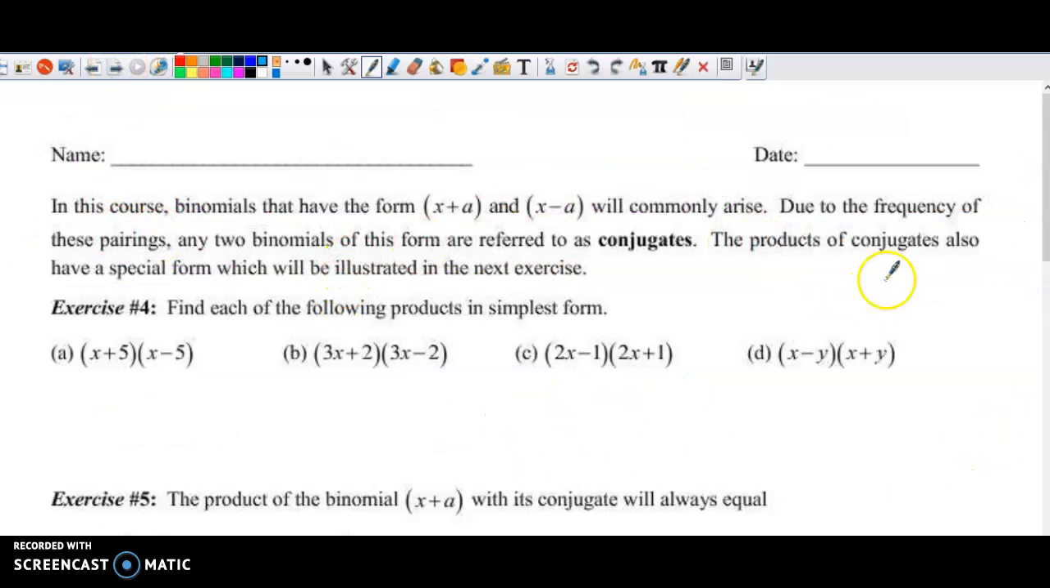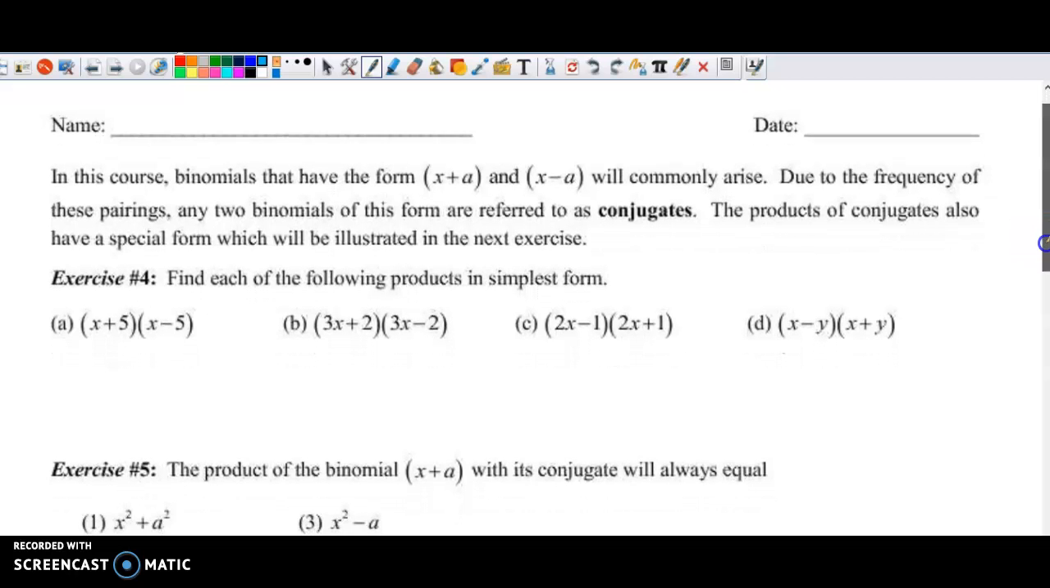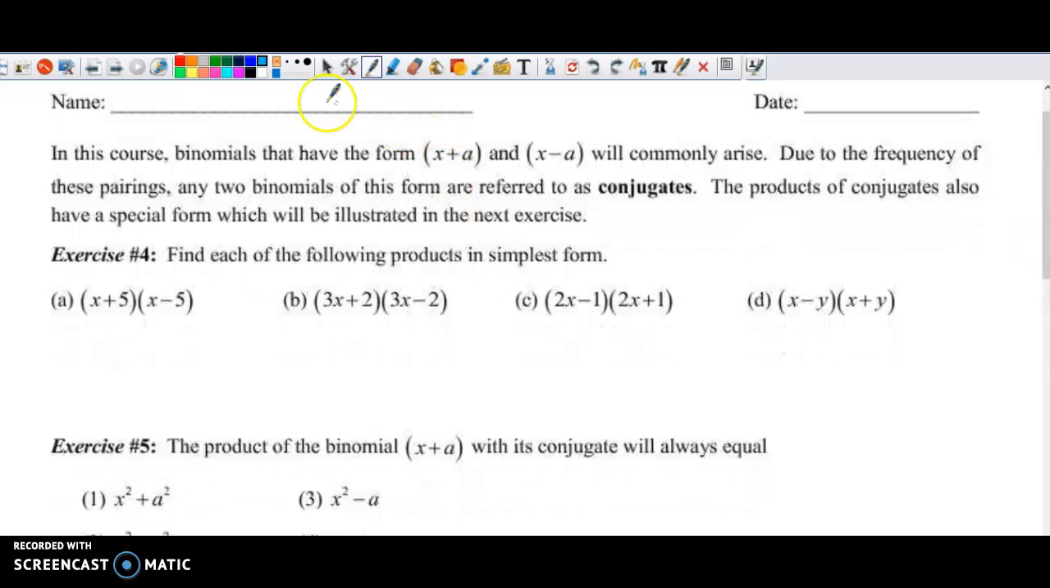Moving on to the second page of notes. This is an important thing that you actually don't need to memorize, but it helps to memorize. We refer to binomials that have x plus a number and x minus a number as conjugates. Okay, get used to me using that word. You should also be familiar with it because you'll have instructions in the homework and on a quiz or test that ask you to multiply with a conjugate.